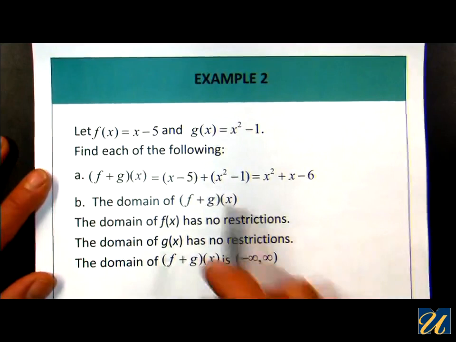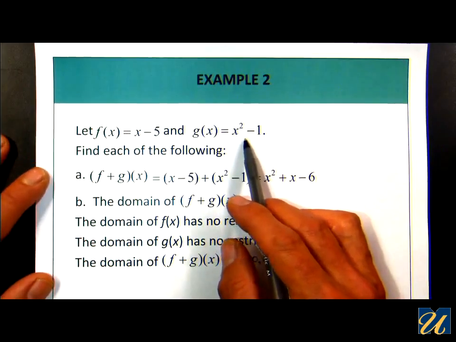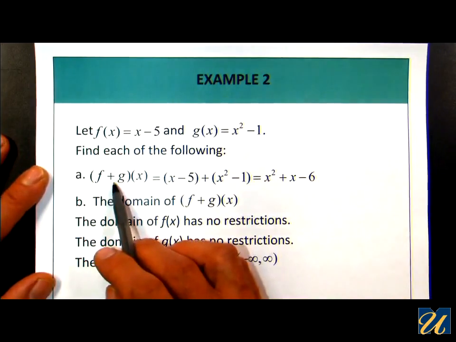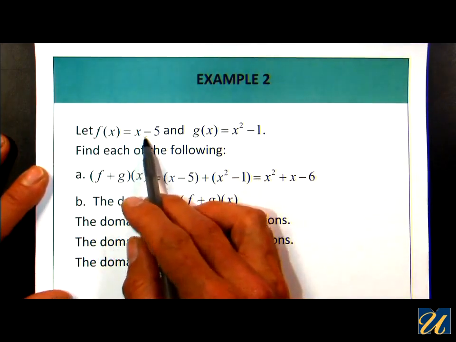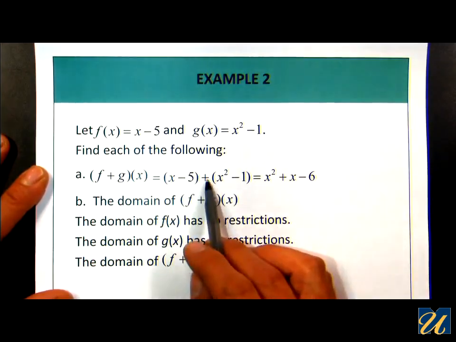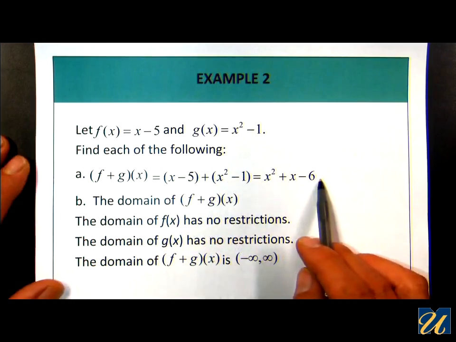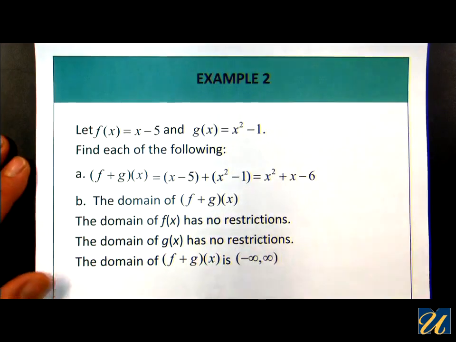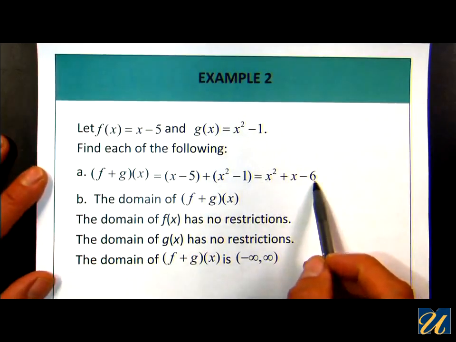Let f be the linear function x minus 5 and g be the quadratic function x squared minus 1. Let's add the two functions together. So literally take this function f of x, which is x minus 5, add it to the other function called g of x, and where we have like terms, you can add like terms to get your result. Okay, what is the domain of that new function that's been created by addition?